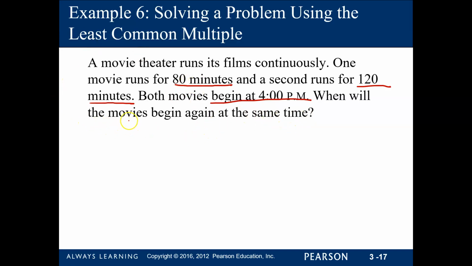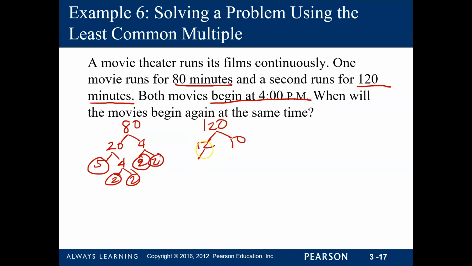So if we look at 80, this is going to be 20 times 4, and this is 5 times 4, and this is going to be a 2 and 2. 5 is already given. 4 is also a 2 and a 2. Okay, 120 on the other hand is going to be 12 and 10. 12 will be 4 and 3. 3 is prime. 4 is going to be 2 and 2. 10 is going to be a 5 and a 2. Okay, so we need the LCM. When can we find them at the same time to play again?